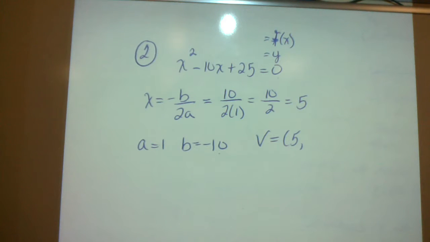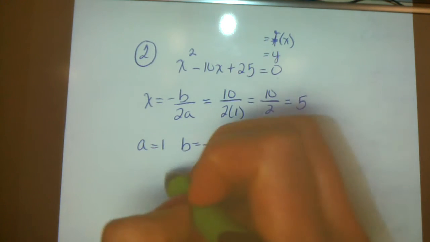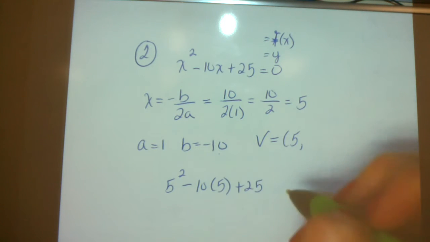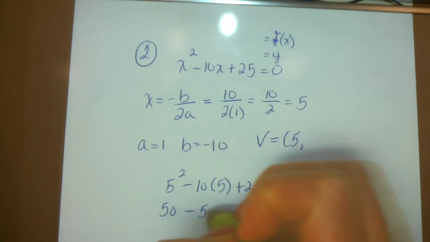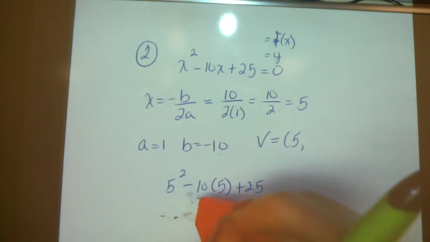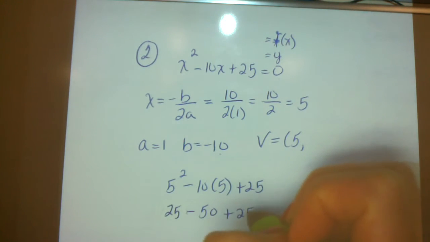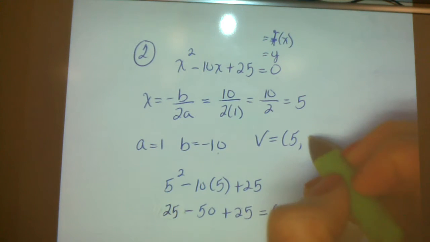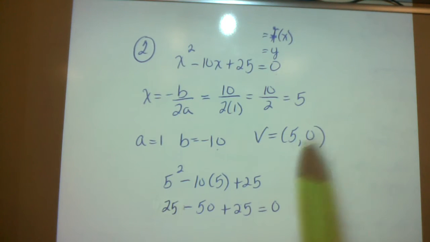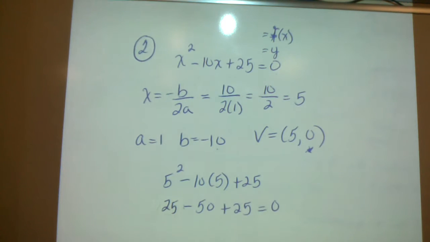Now I have to find the y part of the vertex. So I'm going to take this 5, and wherever I see an x, I'm going to put a 5. So I've got 5 squared minus 10 times 5 plus 25. 5 squared is 50. Well, 5 squared is 25, not 50. That's 25 minus 50 plus 25. Add that up. Is 0. So my vertex is 5, 0. Now remember, I like it when I've got 0 for my y. I'm going to put a little star next to that.